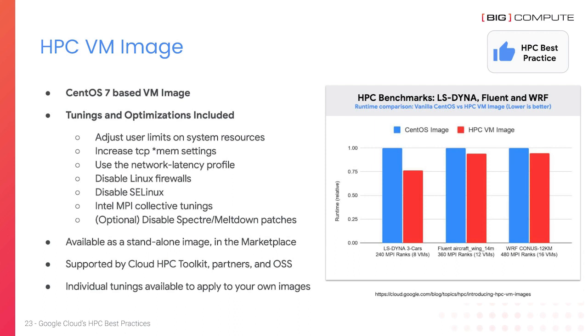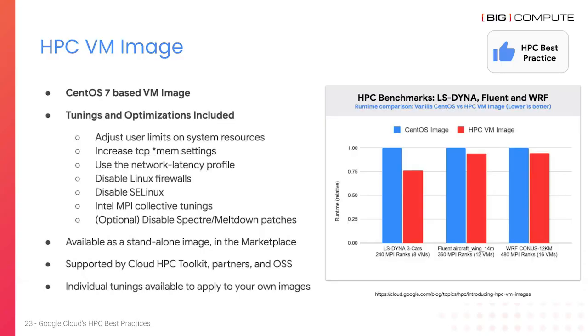Regardless of which option you choose, you'll want to build your HPC workload on top of our HPC VM image. This is a turnkey CentOS 7-based image that launches with all the HPC best practices for MPI performance, including OS tunings, optimizations, and recommendations. It's easy to deploy and is already built into your partner offerings and HPC toolkit. We've seen an almost 25% reduction in runtime of the LS-DYNA 3-car crash model across 8 VMs compared to a vanilla CentOS image. Deploying your HPC environment with the HPC VM image is a simple best practice that everyone should take advantage of.